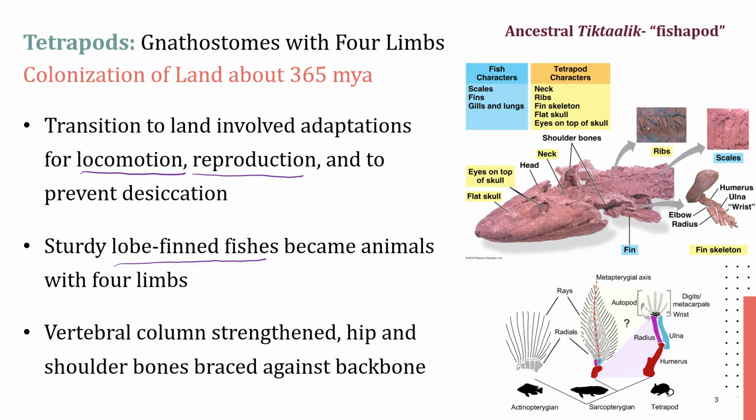So there were a few things that we start to see in this Tiktaalik. So we see a straighter vertebral column. And then we also see hip and shoulder bones that are braced against a backbone. So not only is there this sort of wrist and hand structure, but that structure is also supported and anchored to a backbone.